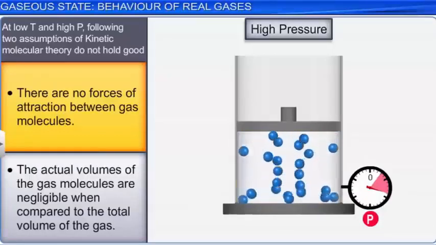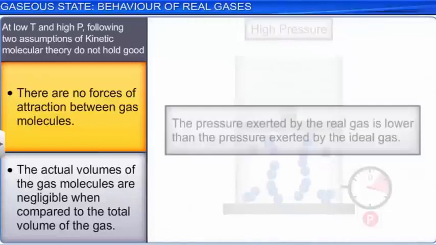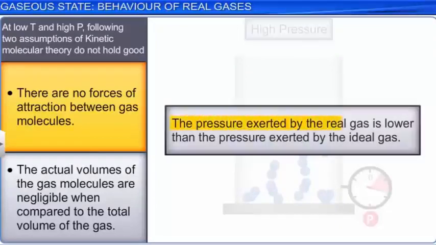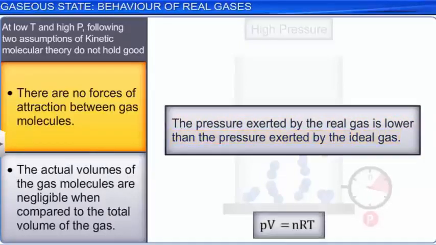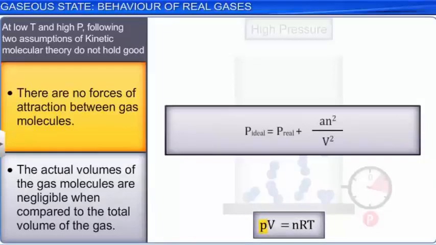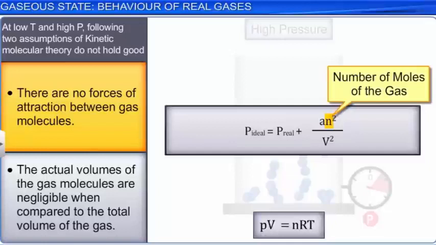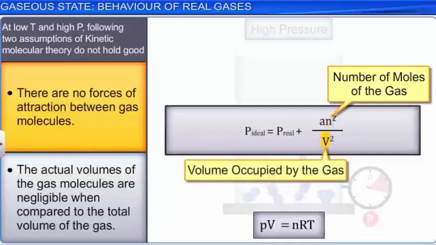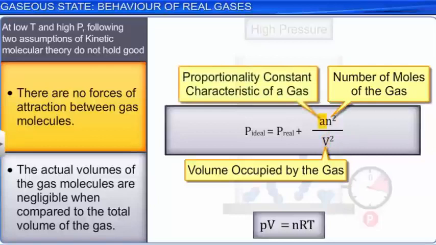Thus, we can say that the pressure exerted by the real gas is lower than the pressure exerted by the ideal gas. Hence, the pressure in ideal gas equation is corrected as P ideal is equal to P real plus A multiplied by n square divided by V square, where n is the number of moles of the gas, V is the volume occupied by the gas, and A is the proportionality constant characteristic of a gas.